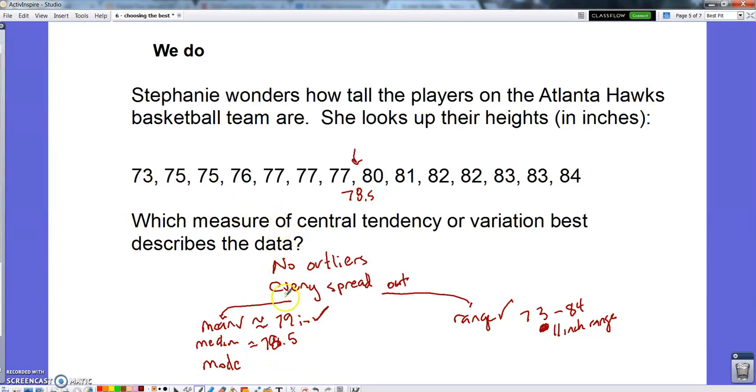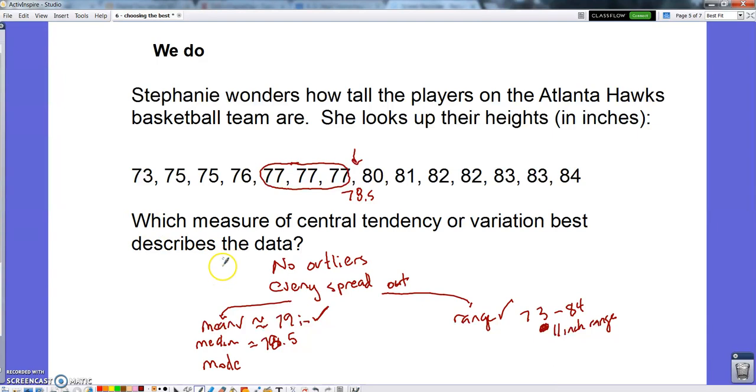The mode is a good answer if tons of guys had the same height. Like if half the team was 77, I might say the mode's a really good answer. Or if like all but 2 guys were the same height. The mode's only really good if there's tons of the same answer. You know, this looks to be the mode, but it's still only 3 out of 14 guys. So if we're to say, the best answer is the Hawks are 77 inches, I don't know about that. So I probably wouldn't choose that one.